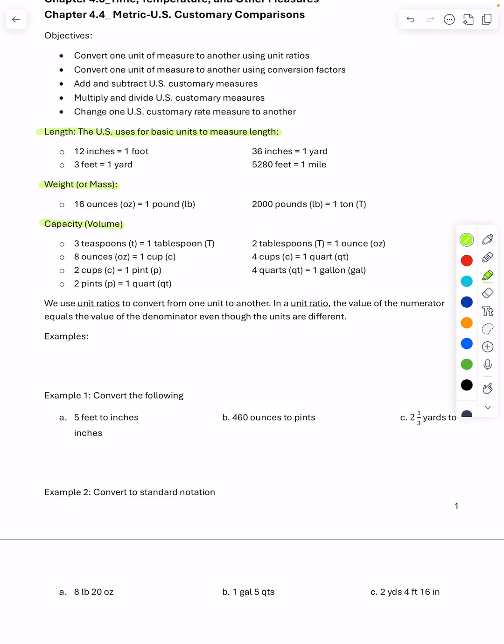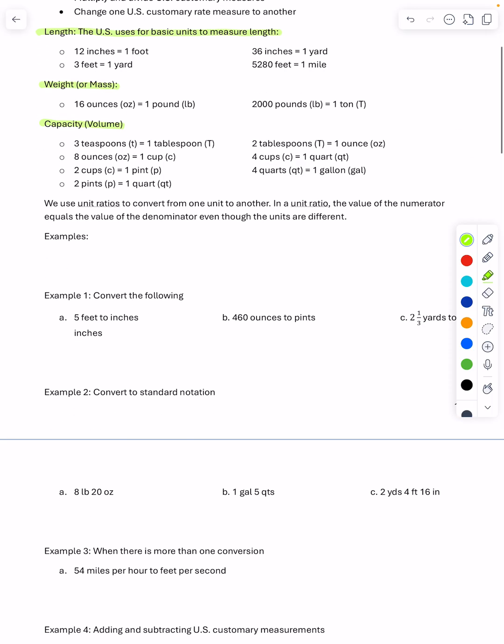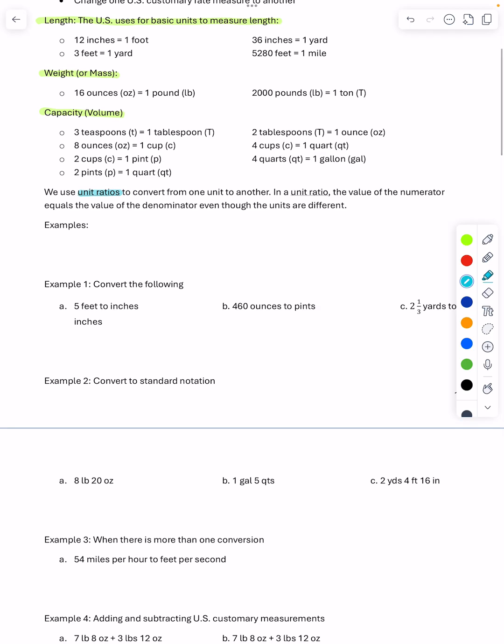Okay? So we can use unit ratios to convert from one unit to the other. And the nice thing about this is a lot of the time the unit ratio will tell us what we have to do with the numbers without thinking really hard. Okay? So when we talk about a unit ratio, we are setting this up as a fraction. And I am comparing two things.